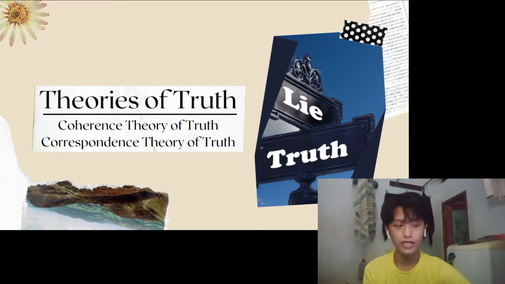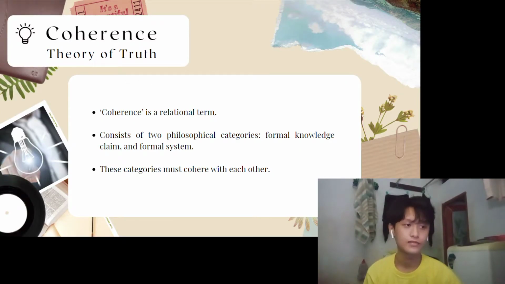We have two types of theories of truth: the coherence theory of truth and the correspondence theory of truth. And between these two, the correspondence theory of truth is much more complicated because it stirs up a lot of philosophical controversies. So with that being said, we will start with the simpler one, the coherence theory of truth.